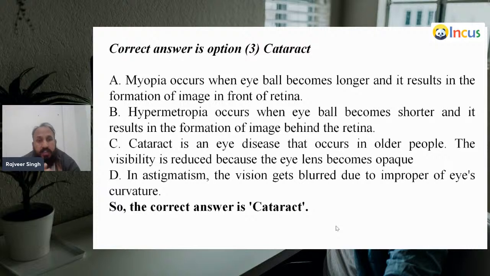Then, cataract is an eye disease that occurs in older people. The visibility is reduced because the eye lens becomes opaque. And lastly, in astigmatism, the vision gets blurred due to improper curvature of the eye. So cataract is the right answer.